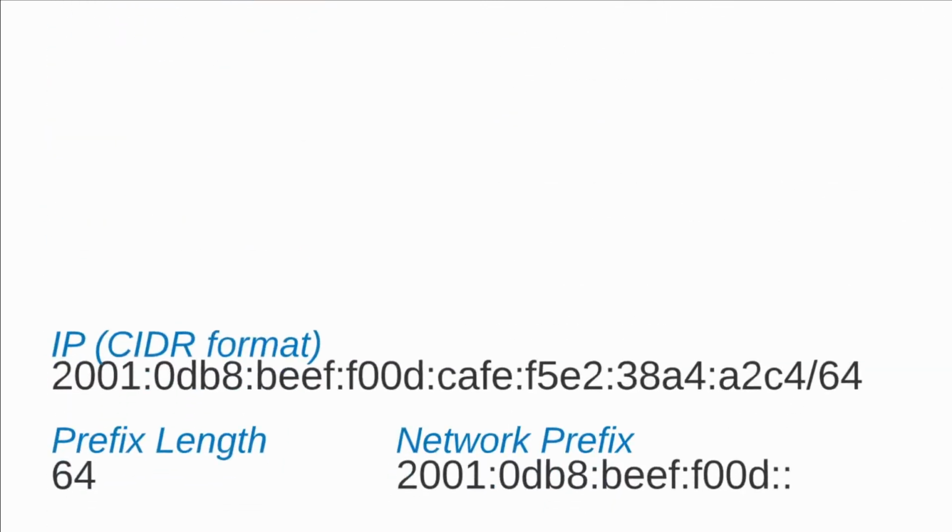This same process also works for IPv6. So this is an IPv6 address, also in CIDR format. So we have that /64 at the end. /64 is the most common network subnet length for a particular network. But again, any number works.